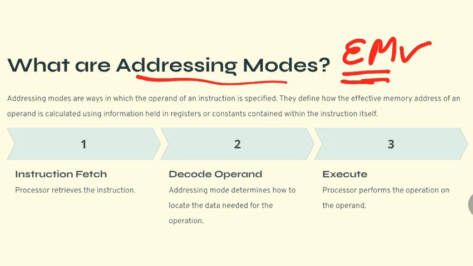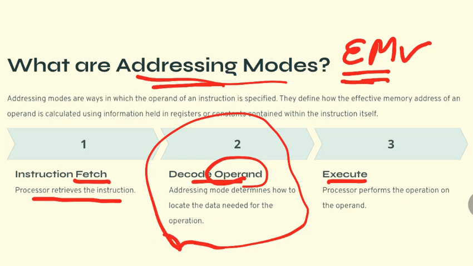How the computer executes an instruction, I have explained in an earlier lecture, but I'll revise it a bit. There are three phases: fetch, decode and execute. Fetch means the processor retrieves the instruction first. Then in decode, it decodes the instruction and fetches the operand. Then it performs the particular operation given by the instruction. This addressing mode comes under the decoding phase.